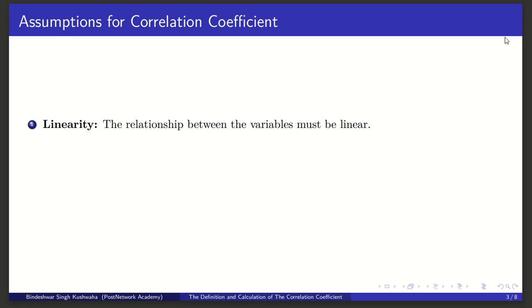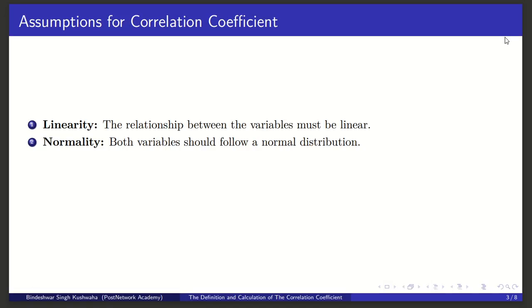Now some assumptions for the correlation coefficient. Linearity. So the relationship between the variables must be linear. Normality. Both variables should follow a normal distribution. Normal distribution here is a continuous probability distribution. We will discuss it in upcoming classes in the video on probability distributions.